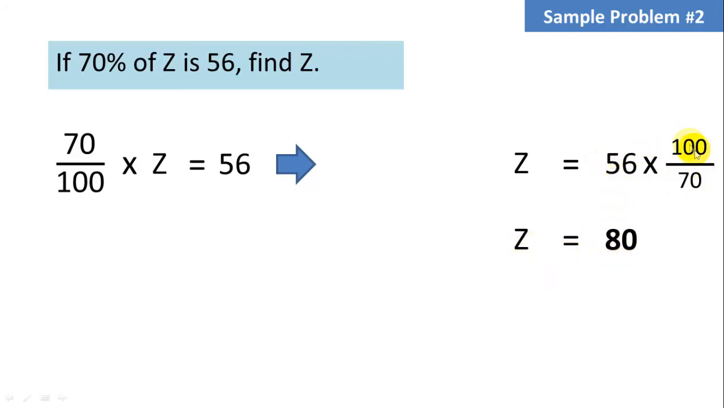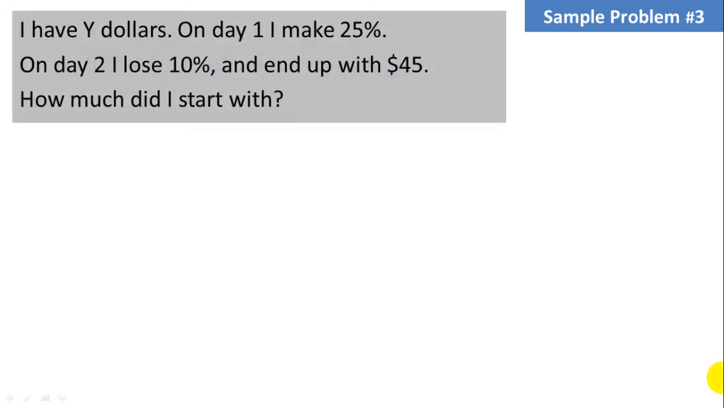And if you don't see how to do that in your head, you can just punch it all into a calculator. You're going to get z equals 80. So 70% of z is 56, z is equal to 80. So let's look at a third sample problem that's a little more complex.